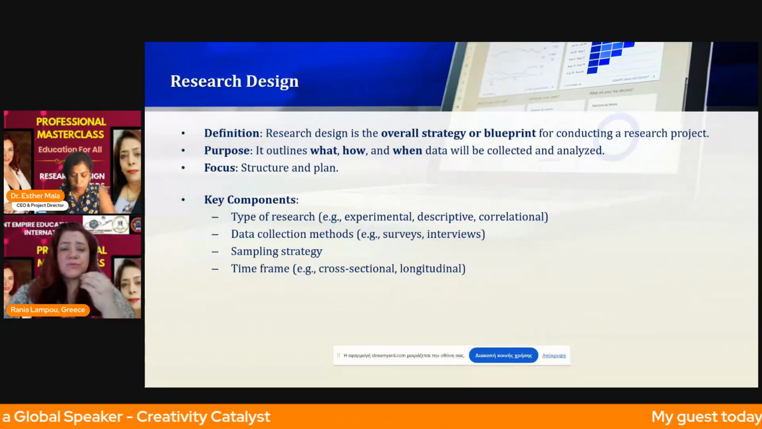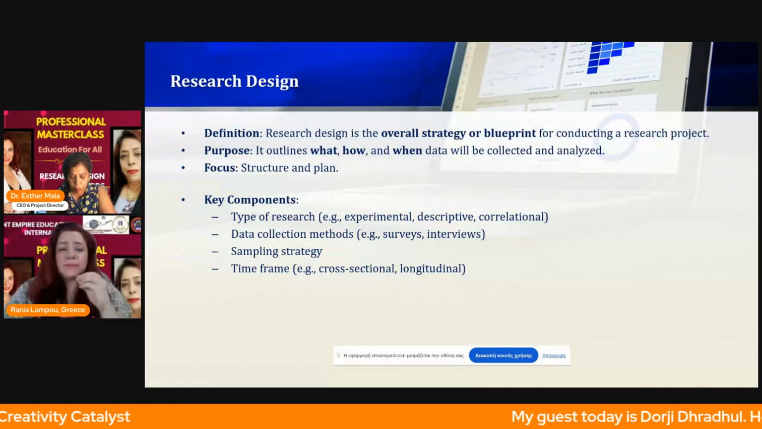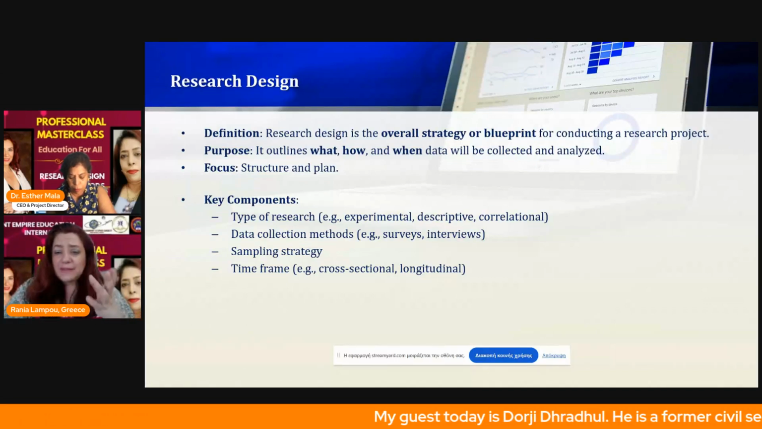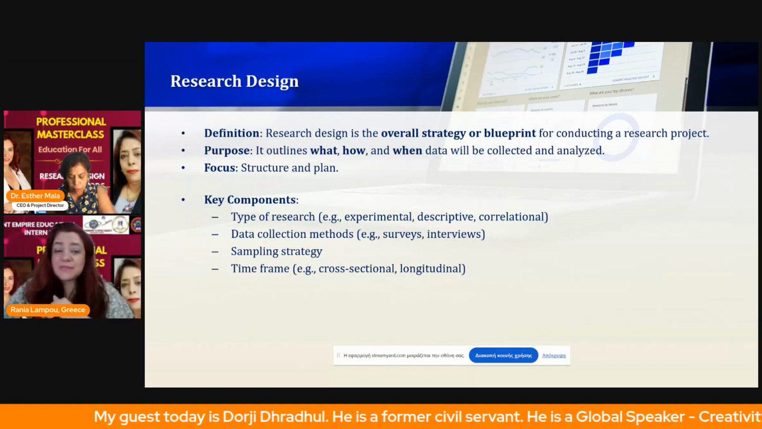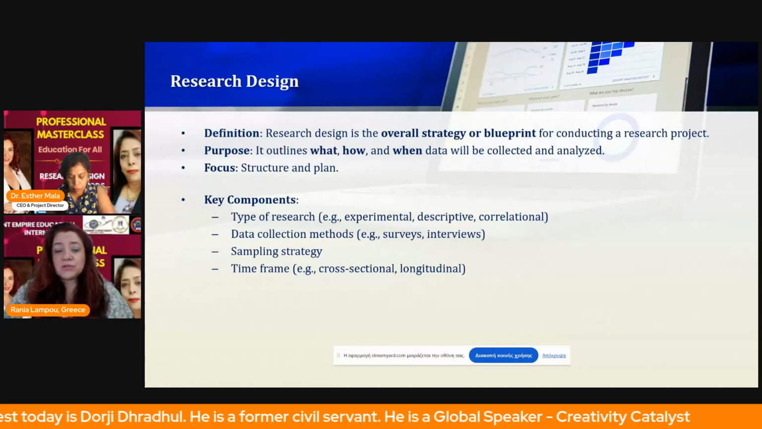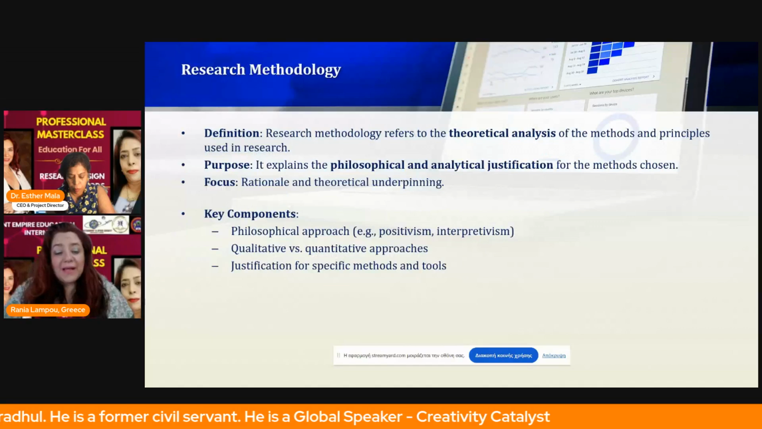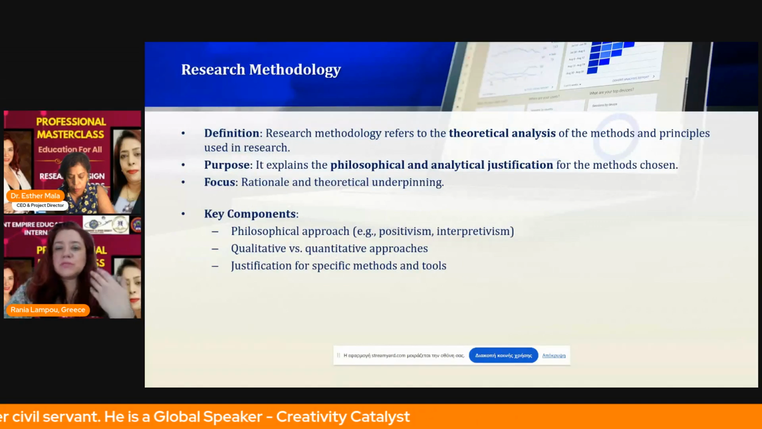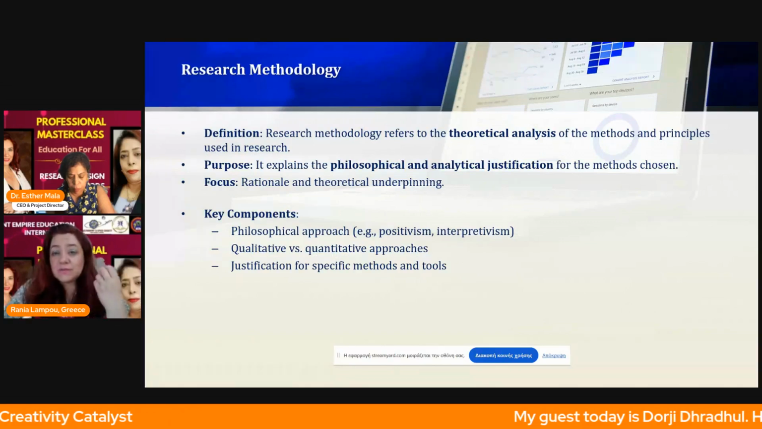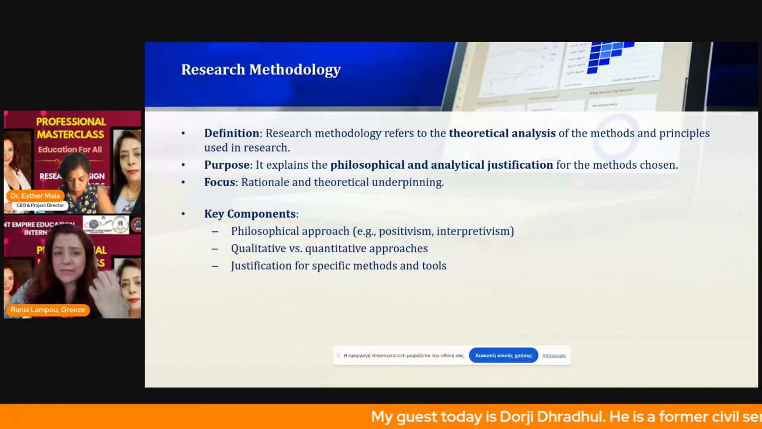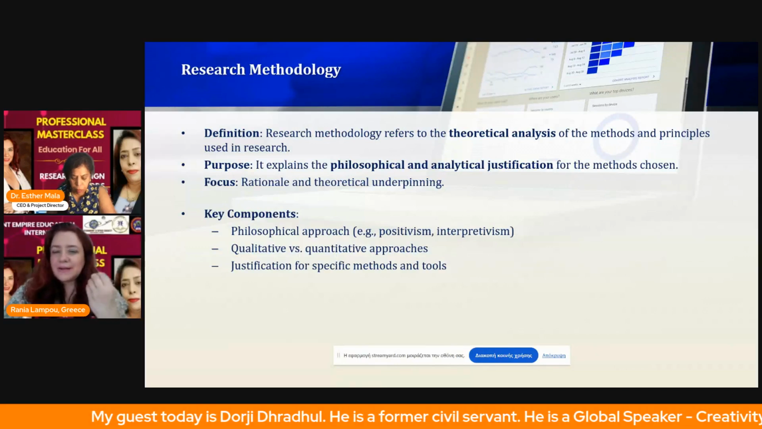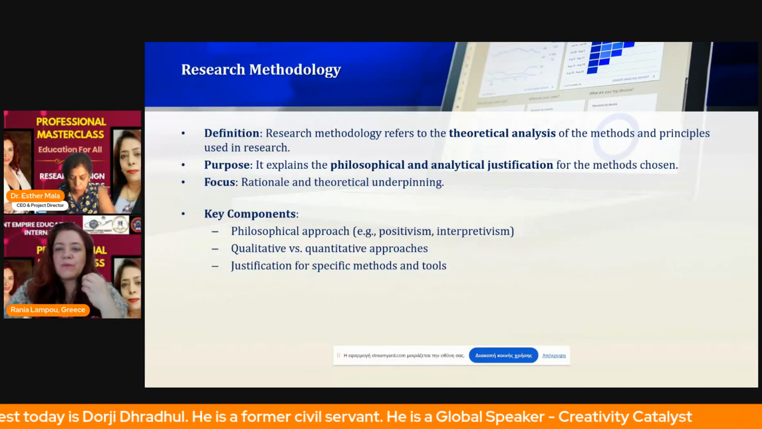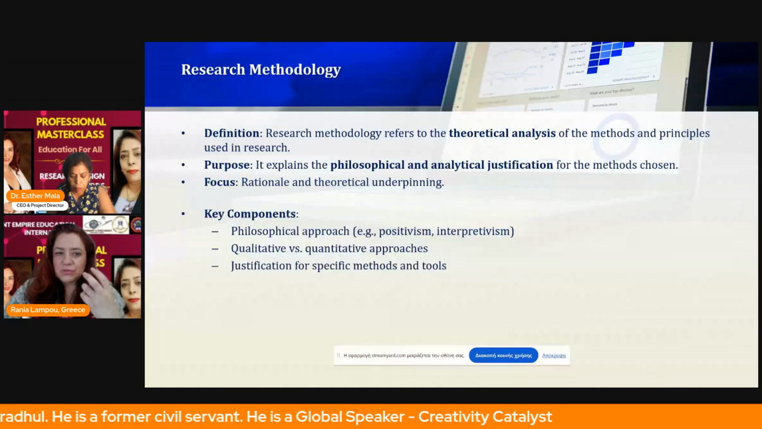And the key components of research design include the type of research, experimental, correlational, the data collection tools, surveys, interviews, and the sampling strategy, the time frame. That would be cross-sectional or longitudinal. On the other hand, research methodology is what? Research methodology refers to the theoretical analysis of the methods and principles which are used in research. So the goal here is to explain the philosophical and analytical justification for the methods that we have chosen.